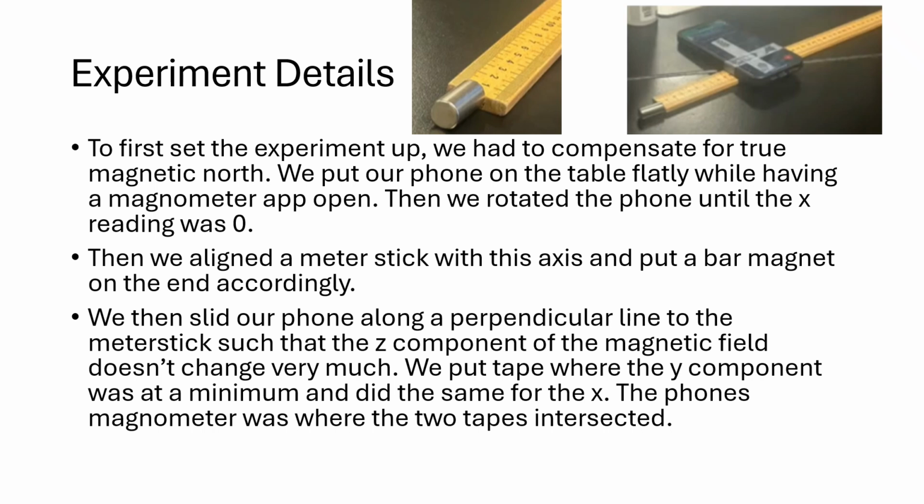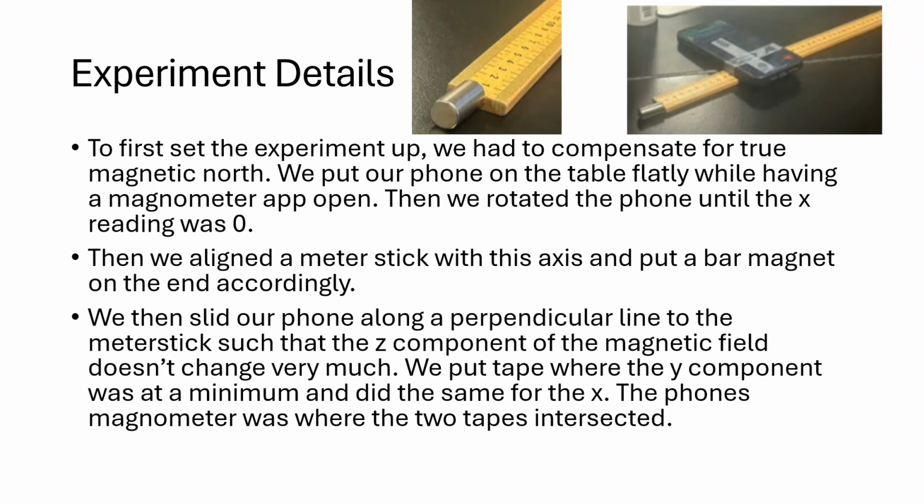To set up the experiment, we first compensated for true magnetic north. We laid the phone flat on the table with the magnetometer app open and rotated until the X reading was exactly 0. Then we aligned the meter stick with the axis and placed the bar magnet at one end of the stick. Then we slid the phone on a perpendicular line to the meter stick. This made sure that the Z component of the field stayed relatively constant.